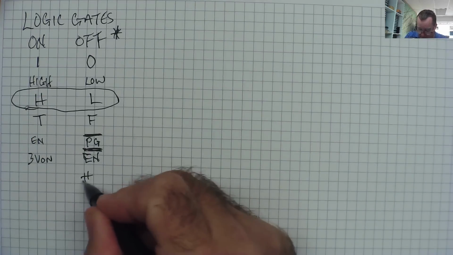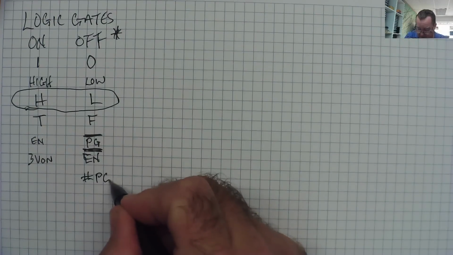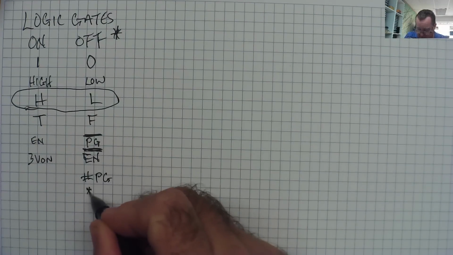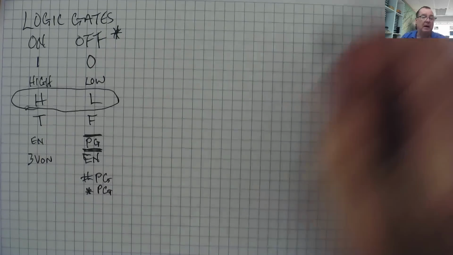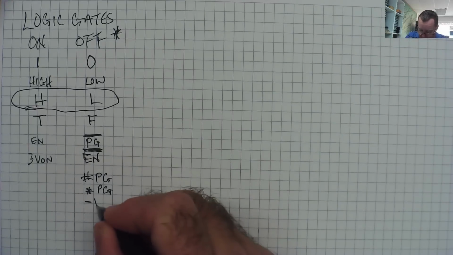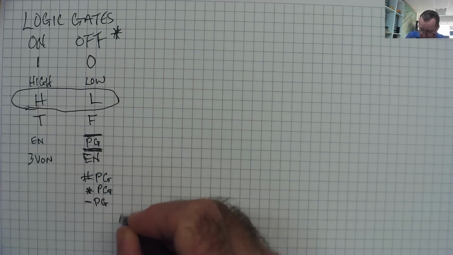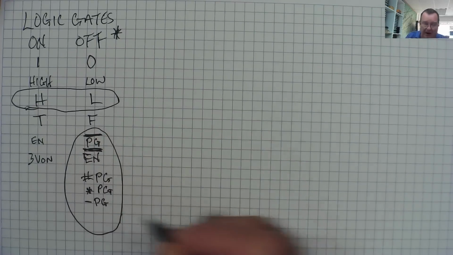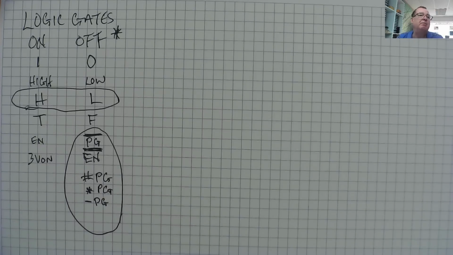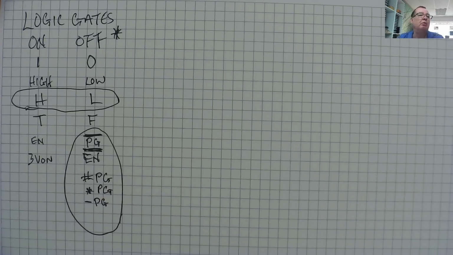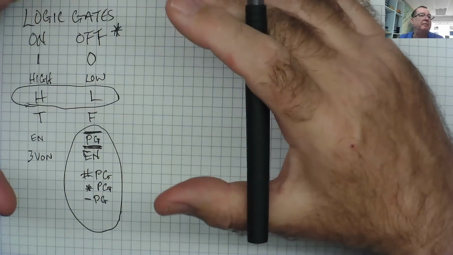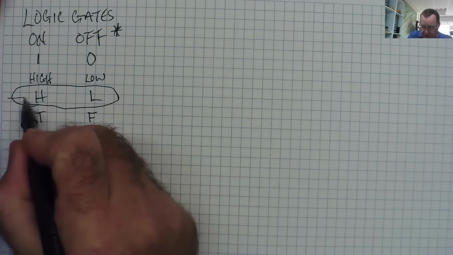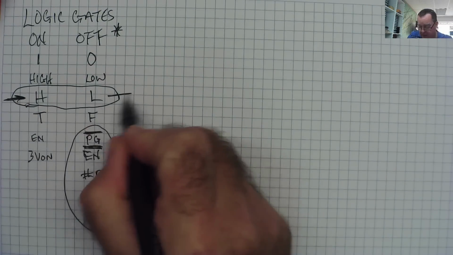Sometimes it's like this with a hash in front, hash PG. Sometimes with an asterisk in front. Occasionally even with a minus in front. All those are things you will see in schematics that effectively represent a logic 0 or a low. For the point of view of discussing logic gates, I'm going to use these two, high and low.